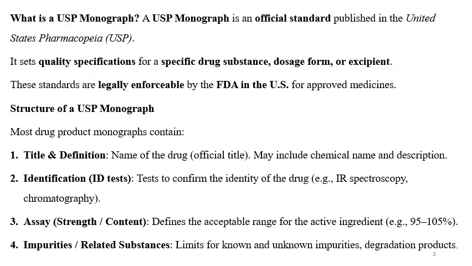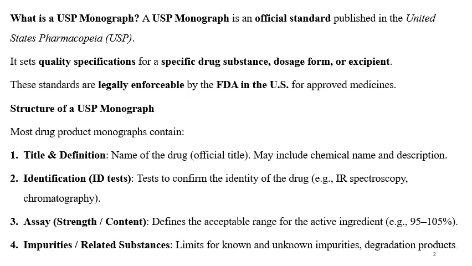So what is the monograph? Monograph is an official standard published in the pharmacopoeia, and USP monograph is an official standard published in the United States Pharmacopoeia, that is USP. Whenever you want some information, whenever you want to have the quality requirements, that time you go to the monograph.